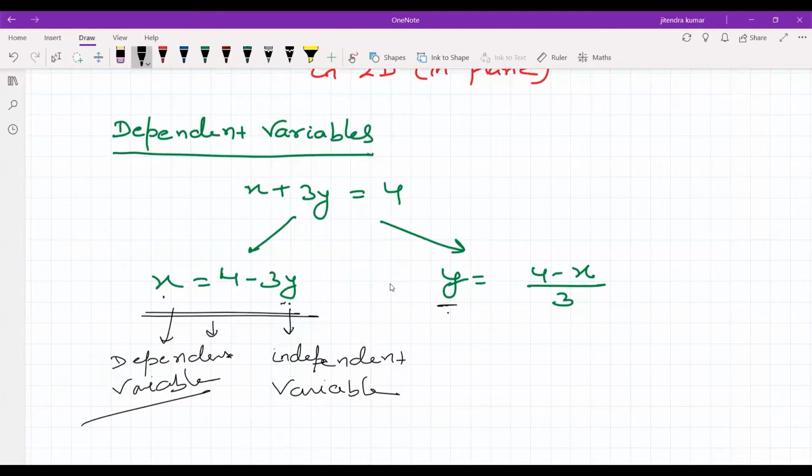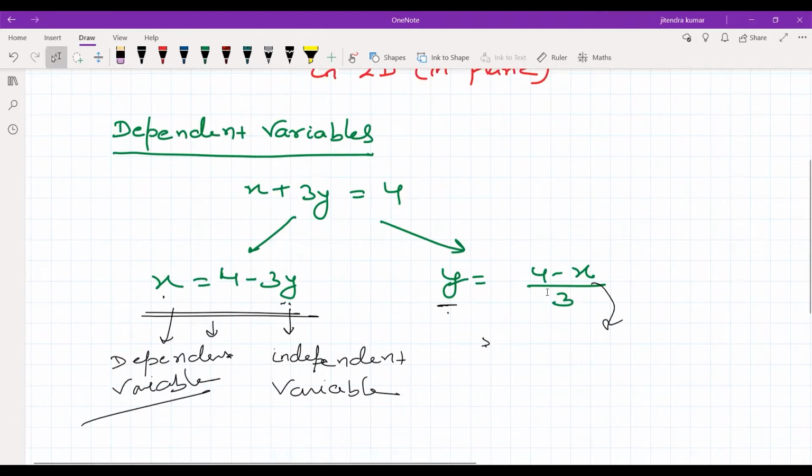And in the second one, x will be the independent variable and y will be the dependent variable. So it totally depends on how we are writing the equation. If we express x in terms of y, then y will become independent. If we express y in terms of x, then x will become independent. These are terms that we should know, so that's why I explained it. This is called independent and dependent variables.